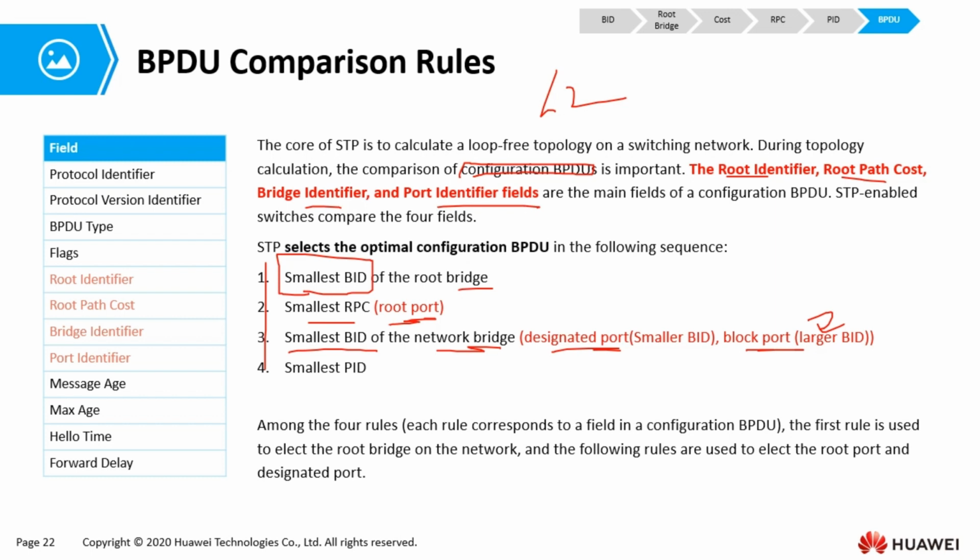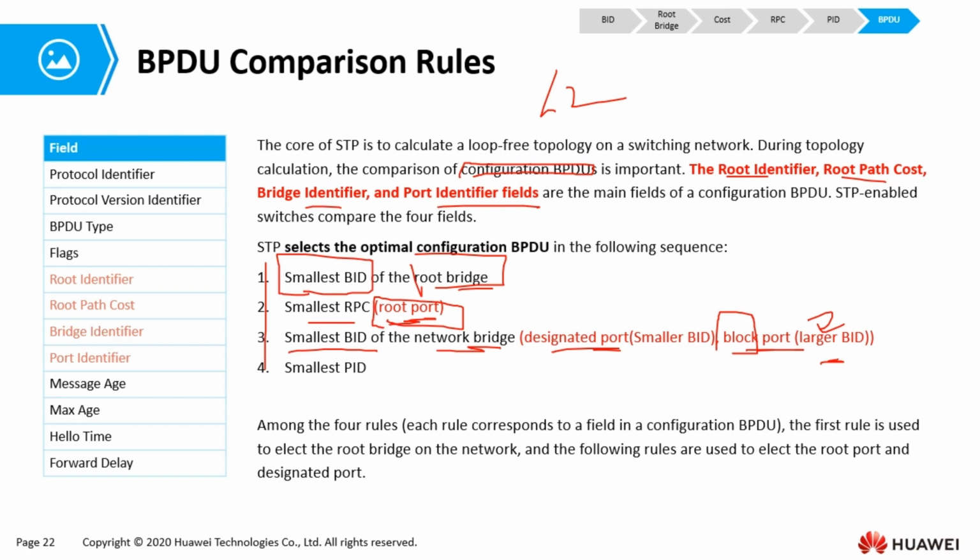port ID. That means, first, based on the bridge ID, we select our root bridge. Second, for each non-root bridge, we select the root port. After we select the root port, we determine the designated port for each network. How do we decide the designated port? We base it on the bridge ID, and then also decide which will be the blocked port. The larger one will become the blocked port.